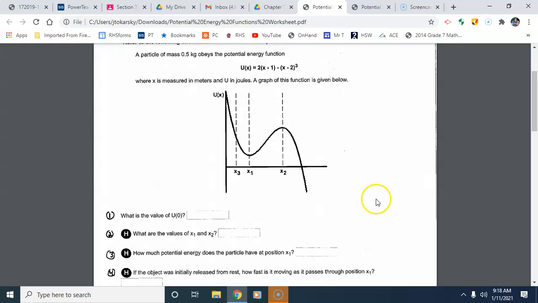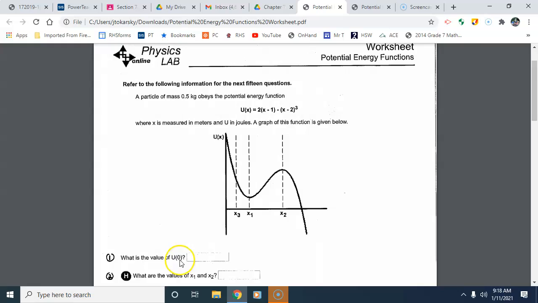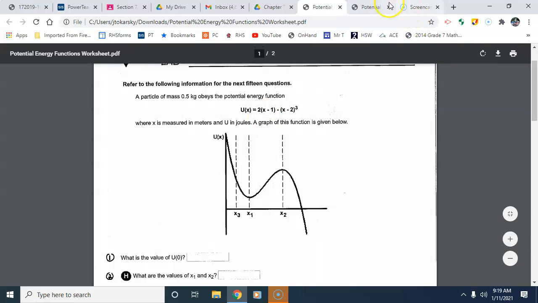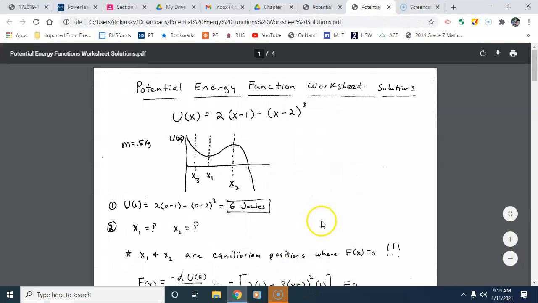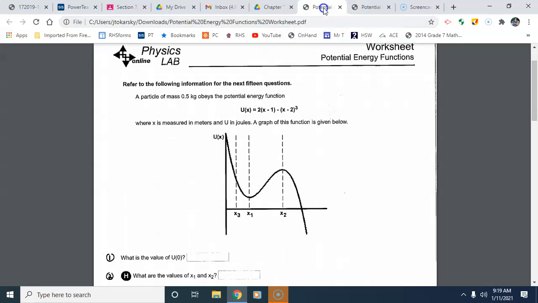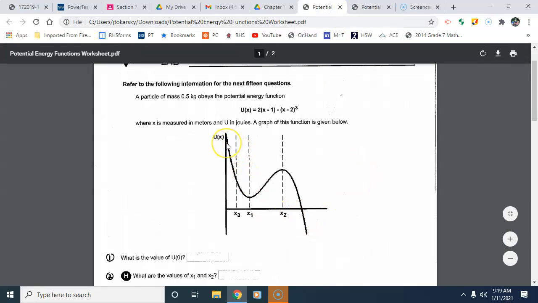So the first question is, what is the value of this potential function at 0? Or initially, where the graph starts, right? At a position of 0. So that's a pretty easy question there. All we got to do is plug in and evaluate it at 0. Okay, so going over to just my work, that's exactly what I did. U of 0, plug it in for x, evaluate it, and we got 6 joules.